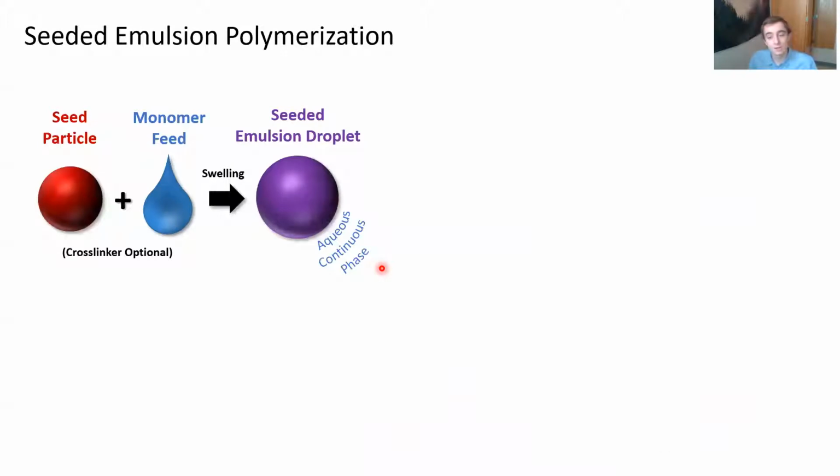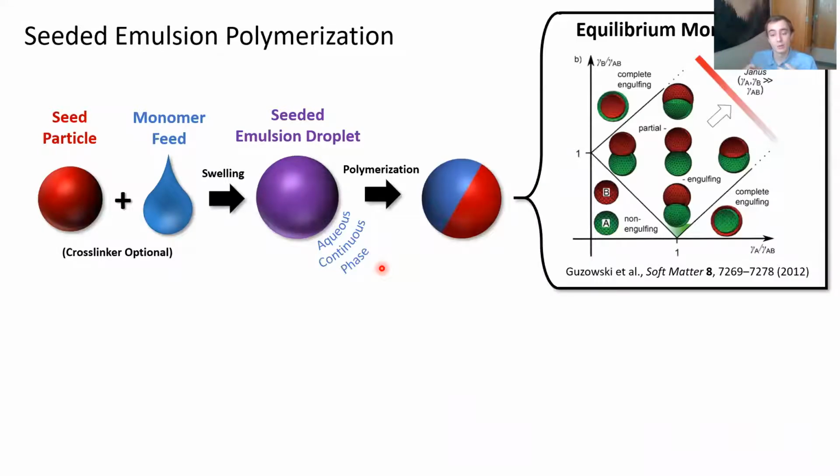The technique that we use, which is in the phase separation group, is called seeded emulsion polymerization. Essentially, we take a seed particle and swell it with a monomer feed, which dissolves the seed polymer. You end up with a seeded emulsion droplet, which is stabilized by a surfactant in an aqueous solution. In this droplet, you have your dissolved polymer from your seed particle, and you also have your monomer and an initiator. Then you initiate the polymerization, and you can end up with a Janus particle if phase separation is complete.